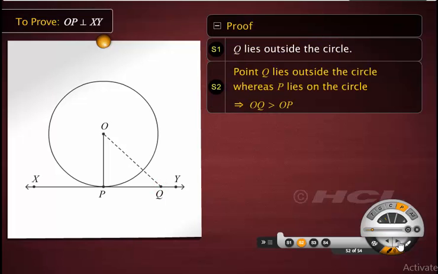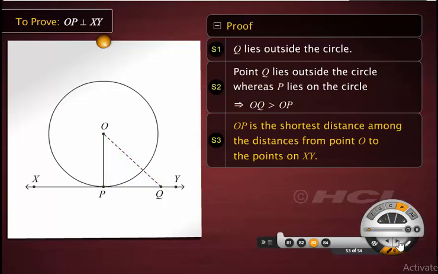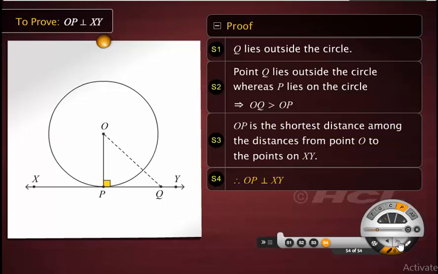Point Q lies outside the circle, whereas point P lies on the circle. So, OQ is longer than the radius OP of the circle. If we take any point on the line XY except point P, OP is the shortest distance among the distances from point O to the points on XY. Therefore, OP is perpendicular to XY.